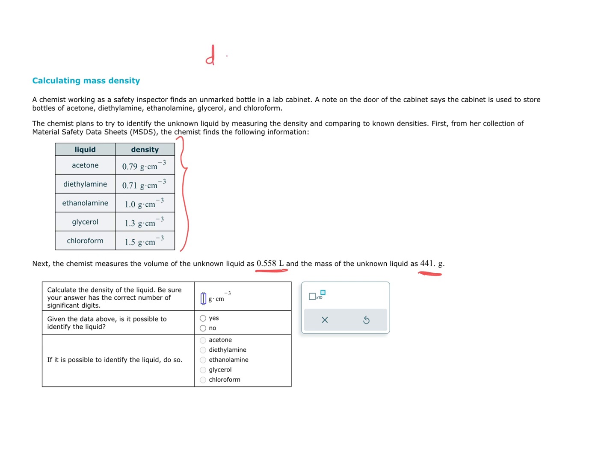So typically, density is mass over volume. Typically, we find density in units of grams per milliliter, and we have liters here. So we can certainly convert liters to milliliters, which we need to do. So we've got 0.558 liters. We know in 1 liter there's 1,000 milliliters, so we have 558 milliliters of this liquid.